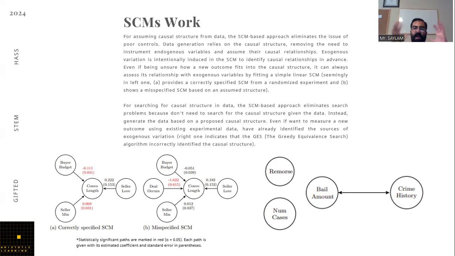The SCM-based approach eliminates search problems because we do not need to search for the causal structure given the data. Instead, we generate the data based on a proposed causal structure. Even if we want to measure a new outcome using existing experimental data, we have already identified the source of exogenous variation. The right diagram indicates that the GES algorithm incorrectly identified the causal structure.